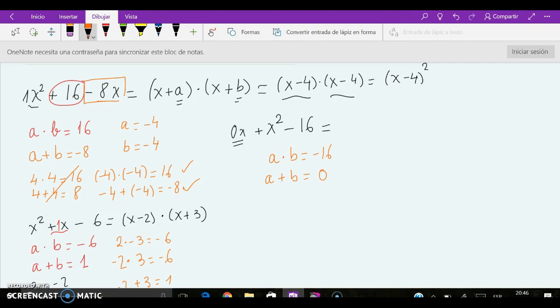So if I want the addition to be equal to 0, I need the same numbers but with different sign, opposite numbers. Okay, so if I multiply 4 times -4, this is -16, and 4 plus -4 is 0. So the solution will be x plus 4 multiplied by x minus 4. And a is 4 or -4, and b is -4 or 4.